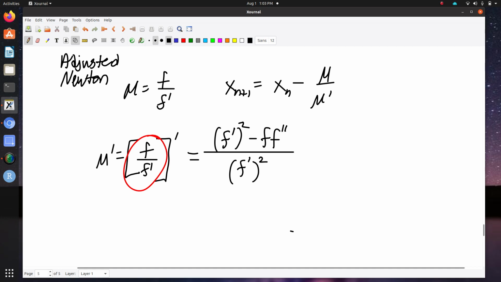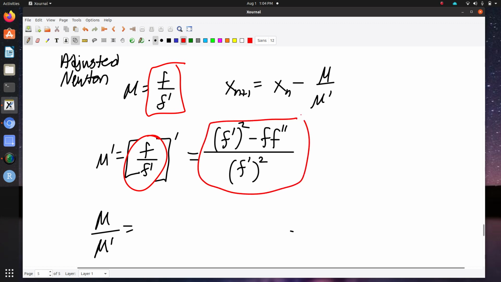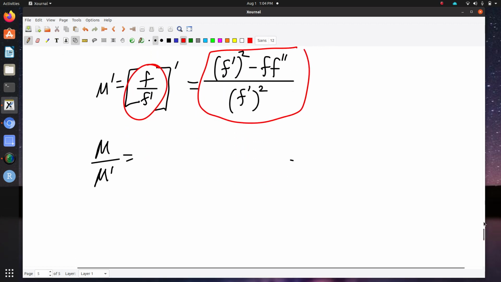All right, so now the next piece I want you to do, I'm going to ask you to pause again. I want you to calculate mu over mu prime. So here you have mu, and here you have mu prime, and I want you to do out all that messy stuff and then simplify it as much as possible so that it looks kind of cool. And then come back and see if you agree with what I get.